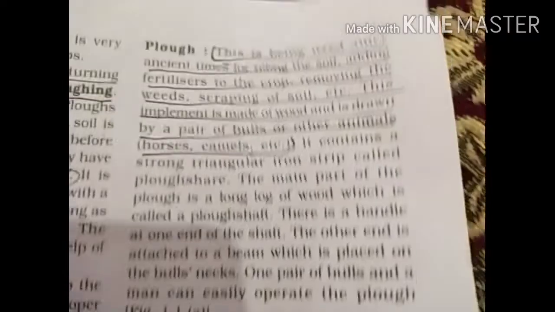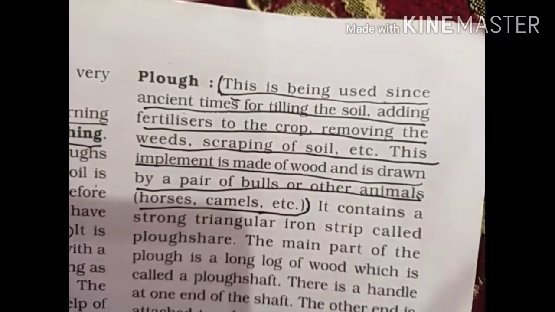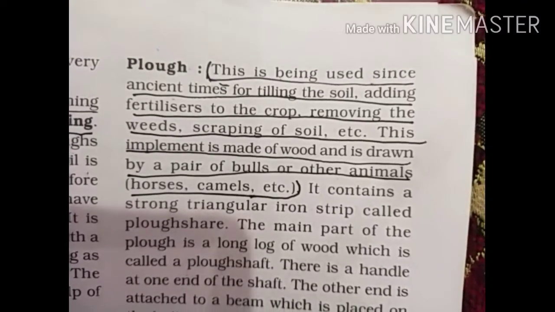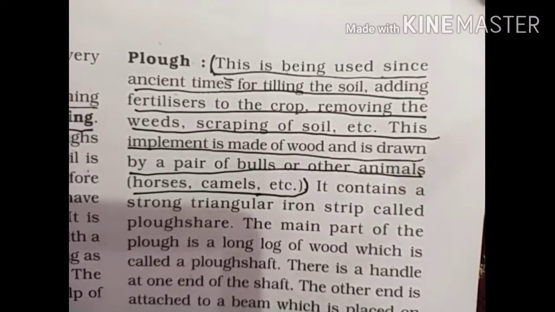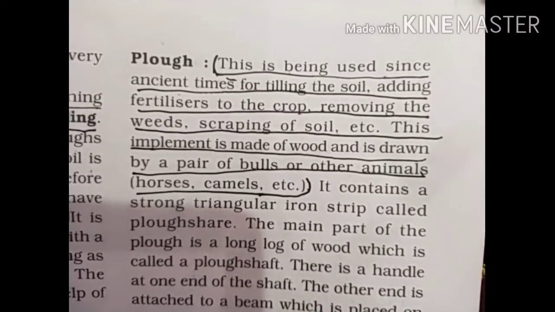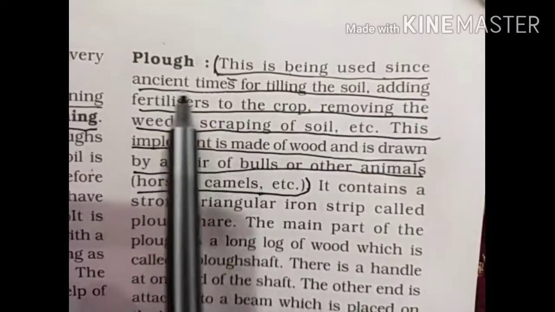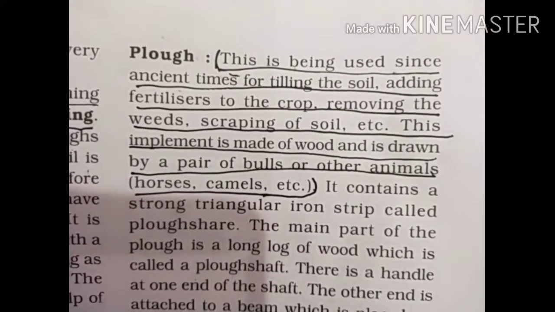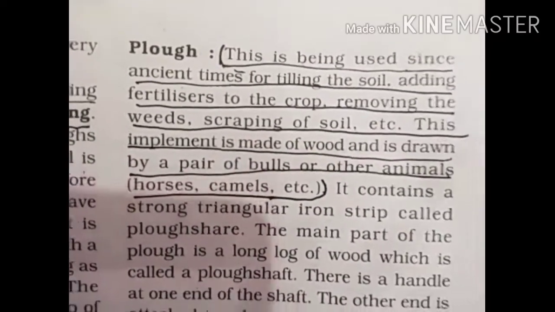Okay, plow. This is a very common name, and it has been used since ancient times. Farmers have used it from ancient times. It is a very ancient tool used in farming, a simple type of tool, but very famous and very common among the farmers. It is used for tilling, which means breaking the bigger soil particles, adding fertilizer to the crop, removing the weeds, scraping of soil, etc.